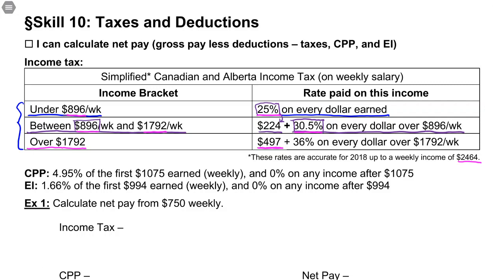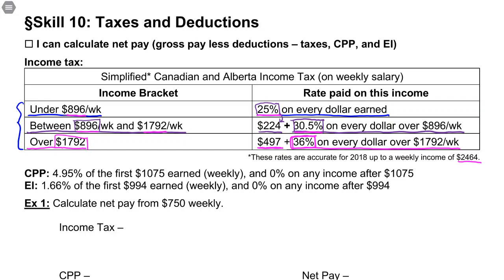And then for every dollar over $1,792, for every dollar you are into the third bracket, you will then pay 36%. So if you earn $2,000 a week, you're $208 over $1,792. You will pay 36% only on that $208 you earned in this bracket.